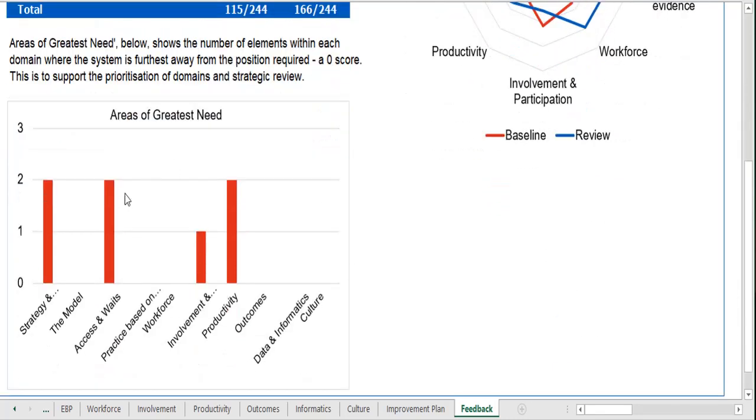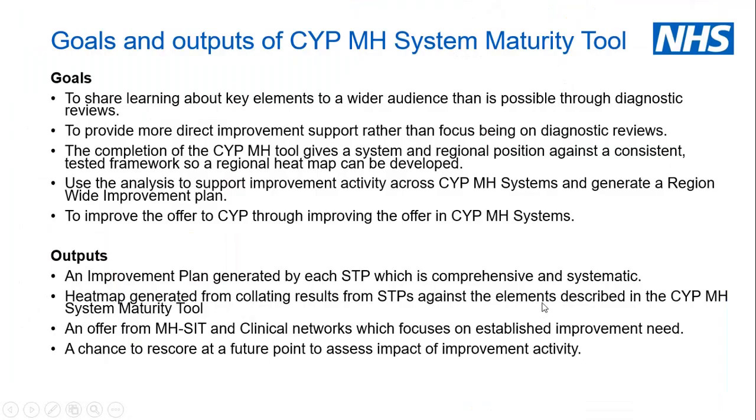And at the bottom there's a graph which shows area of greatest needs. They're the ones that have scored 0, so that you can see if maybe one of those domains is a particular hotspot for you, that really should highlight that there. So that concludes really showing you the tool live. It's relatively straightforward to approach.